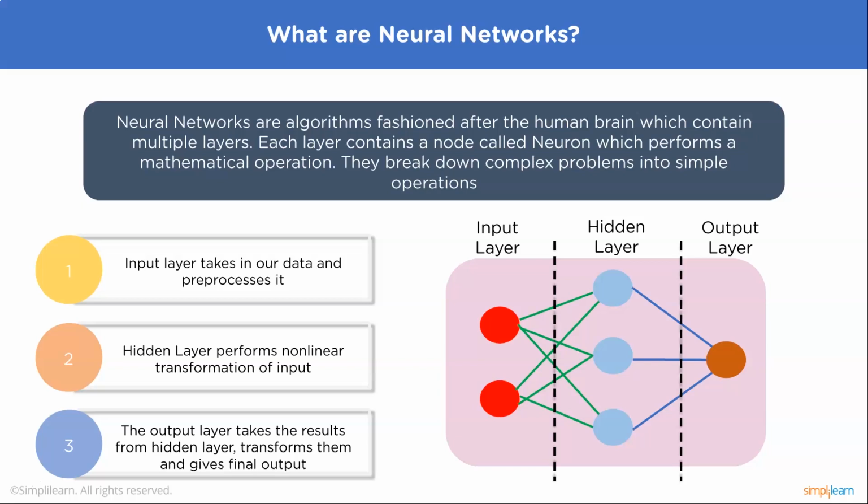But a lot of these get really complicated. They have all these different formulas, and they're really cool to look at. But when you start looking at how they work, you really don't need to know the high math behind it to figure out what they're doing, which is really cool. That means a lot of people can use this without having to get a PhD in mathematics. Number three, the output layer takes the results from the hidden layer, transforms them, and gives a final output.